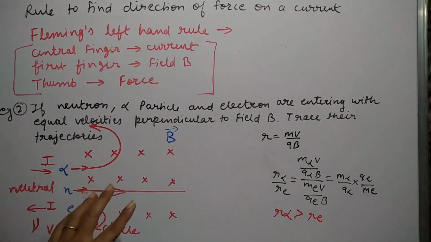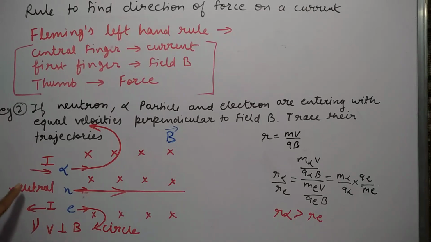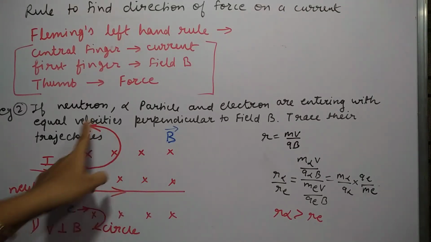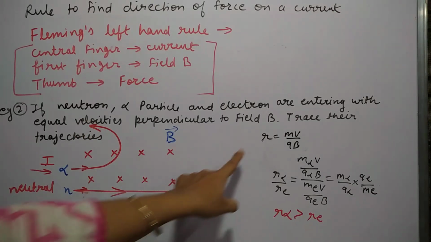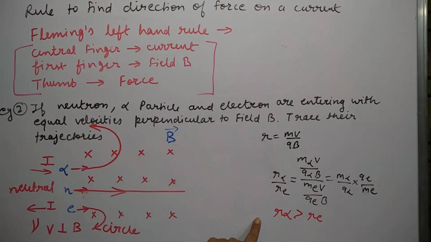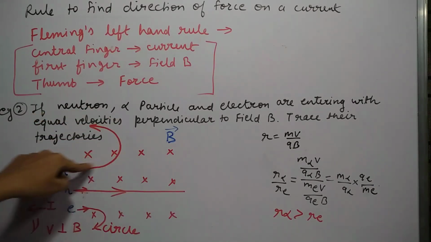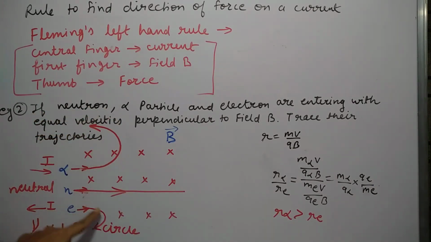So these three concepts we have used to solve this question. Firstly, circle, because velocity direction and magnetic field direction are perpendicular, so they will make circle. Second concept is force direction. And third concept is radius. Which radius will be greater? So alpha's radius will be greater in comparison to electron's radius.